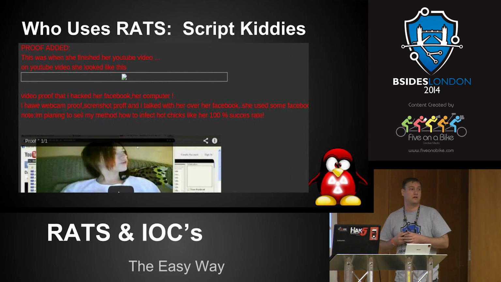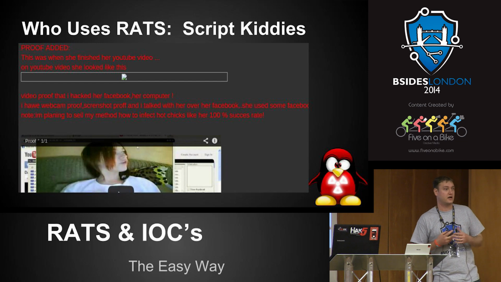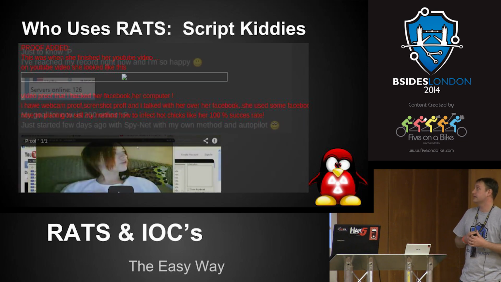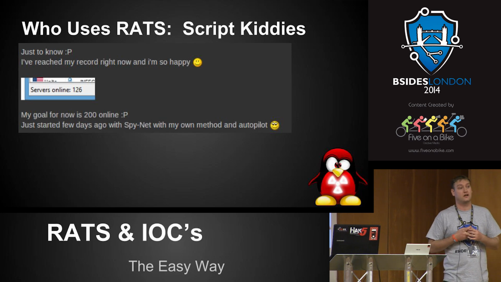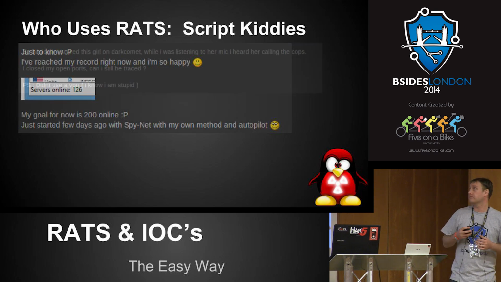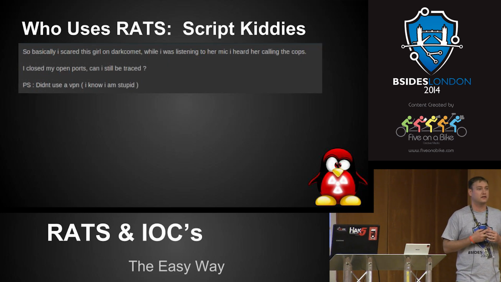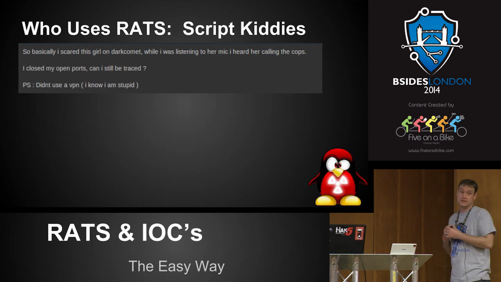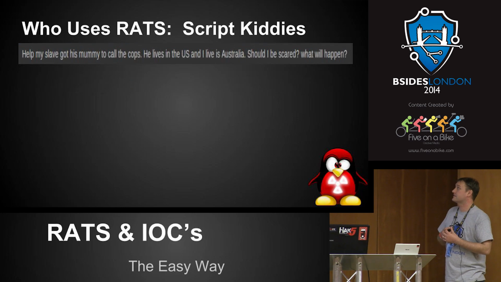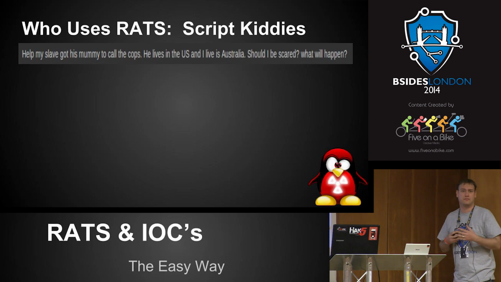This guy, he was told he was lying, so he added proof: a YouTube video he'd streamed of her as he was hacking the webcam on her Facebook. This guy's really happy. He currently has 126 slaves online. He's aiming for 200. This guy's not so happy though. He was listening in on her mic. He heard her calling the police, and he didn't have his VPN turned on, so he's being traced. And this guy, his slave got his mummy to call the police. So it sort of gives you the level of people we're talking about.